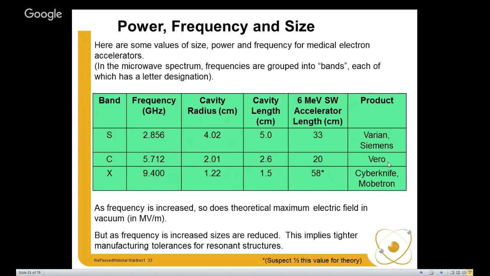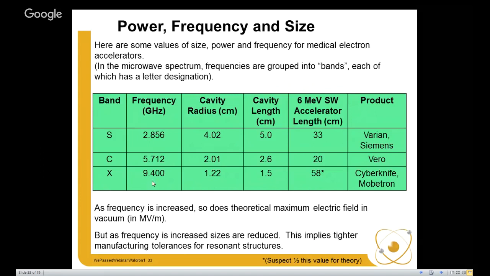One interesting case is the accelerator in the Vero product, and that is a C-band accelerator, which was designed and optimized for medical use. These other frequencies we're utilizing off-the-shelf microwave stuff from military radars, really. Both S-band and X-band are heavily used in the military. So C-band, you can see we're higher in frequency, things are physically smaller, and we get the same acceleration in a slightly shorter space.